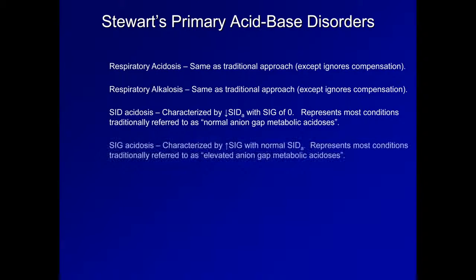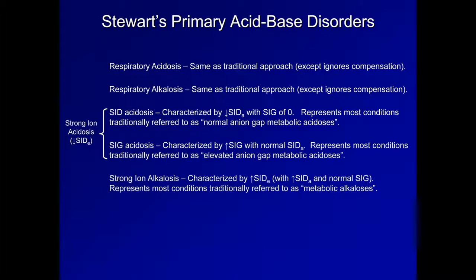Then is a SIG acidosis, which is characterized by an elevated SIG with normal SID-A. This represents most conditions traditionally referred to as elevated anion gap metabolic acidoses. Both SID and SIG acidoses are subtypes of strong ion acidosis, which are all characterized by a low SID-E. The next class of disorders is strong ion alkalosis, characterized by an elevated SID-E with an elevated SID-A and normal SIG. These represent conditions traditionally referred to as metabolic alkaloses.